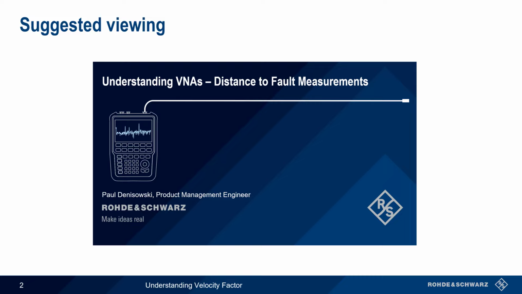One of the ways of measuring a cable's velocity factor is using a vector network analyzer in distance to fault mode. We'll describe the basics of distance to fault measurements in this presentation, but please see the separate presentation, Understanding VNA's distance to fault measurements, if you'd like a more detailed explanation of distance to fault.